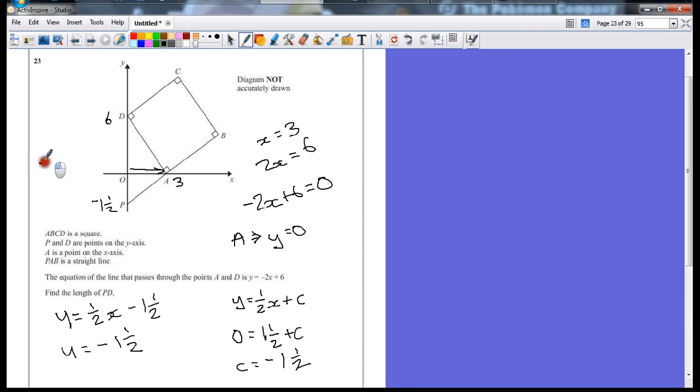So the total difference then is 7.5. Difficult one, that one.